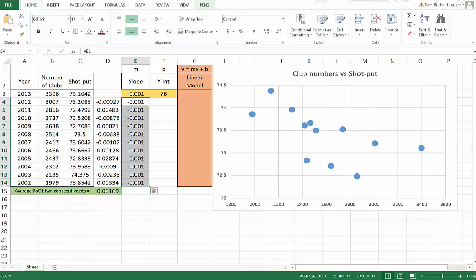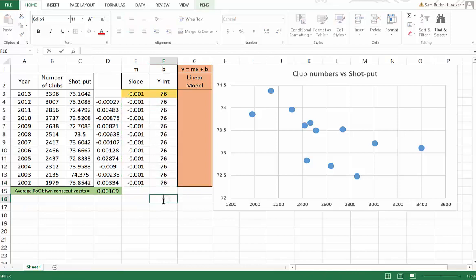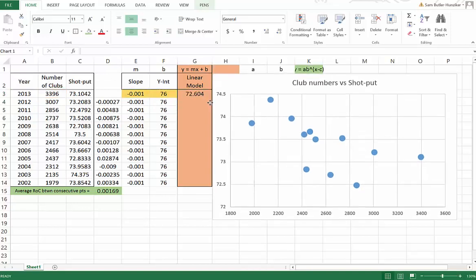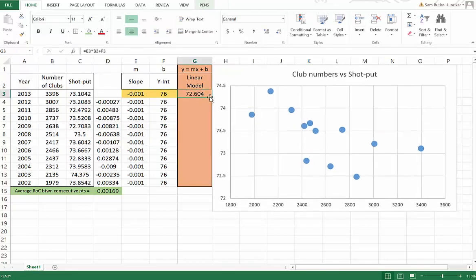I want to do the same thing with the y-intercept. So I'll copy and paste over here. And then my linear model, or the y value, is going to be y equals m times x plus b. Okay? m x plus b. Hit go. Whoops. It will bring that all the way down.